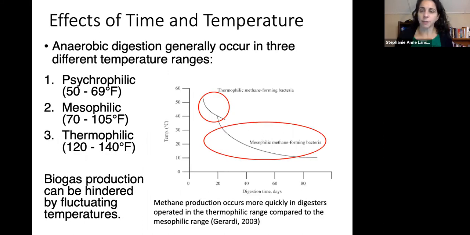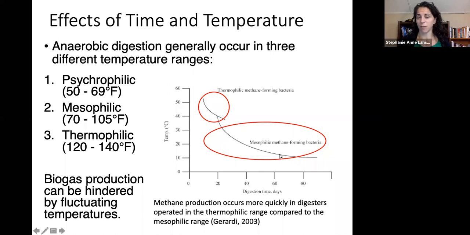So again, we talked about the temperature range. Basically, you have a mesophilic digestion range, so that's going to be your 70 to 105 degrees Fahrenheit. Versus your psychrophilic, we still get digestion, but at a much slower rate, so we might need a larger retention time. Thermophilic, again, 120 to 140 degrees, is going to be much faster, so we can have a shorter retention time. So here we get most of our digestion within 20 days.